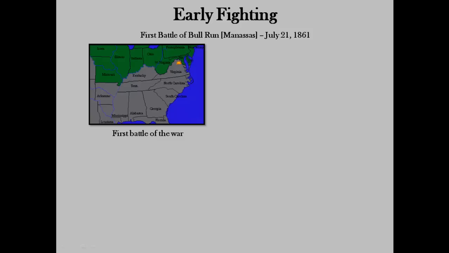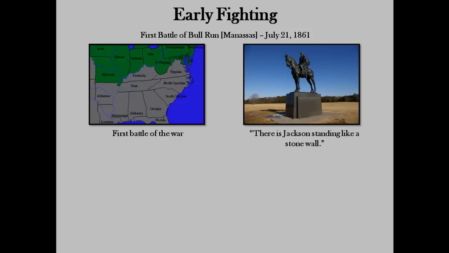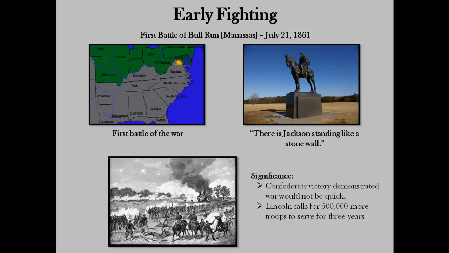At a battle that was marked by a lack of organization by both armies, Thomas J. Jackson stood out. As one observer said, "There is Jackson standing like a stone wall," and Stonewall Jackson was born. The Union was forced to hastily retreat and was defeated. But the Confederate victory showed that the war would not end quickly and would be costly. There were nearly 5,000 casualties at Manassas that day. Lincoln then called for 500,000 more troops who would serve for 3 years.